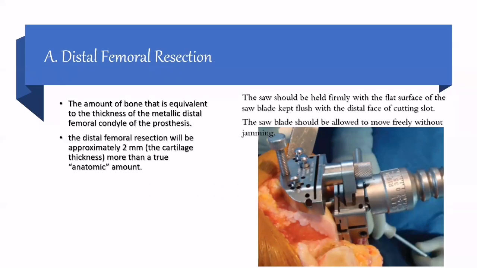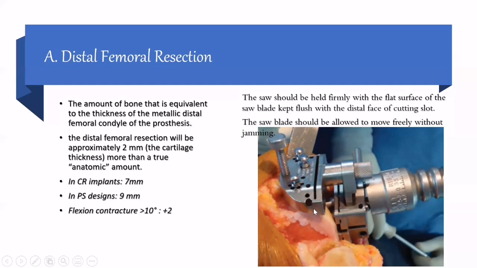Regarding the distal femoral cut, they add approximately 2 millimeters for the thickness of the cartilage, whether it is still there or not, from the true anatomic amount. So in cruciate retaining implants, originally they will cut 7 millimeters, and in PS design, it is 9 millimeters.